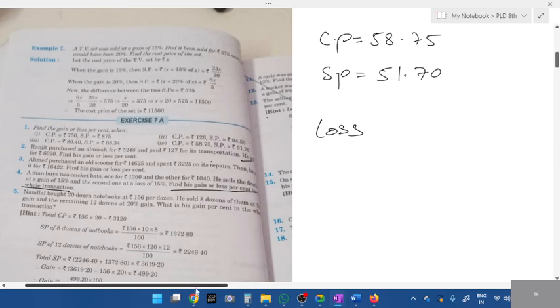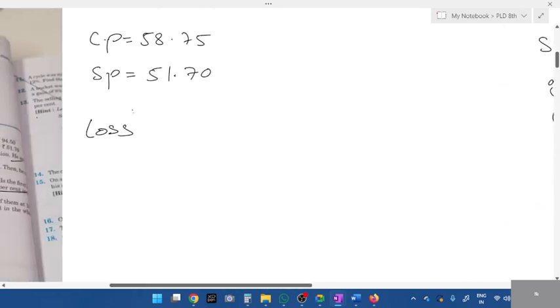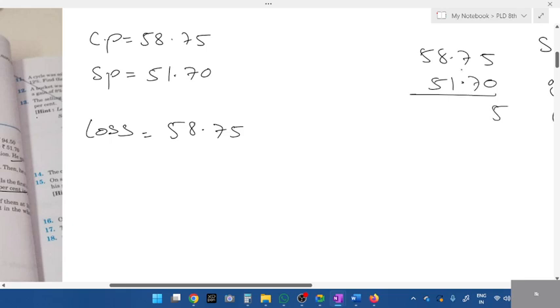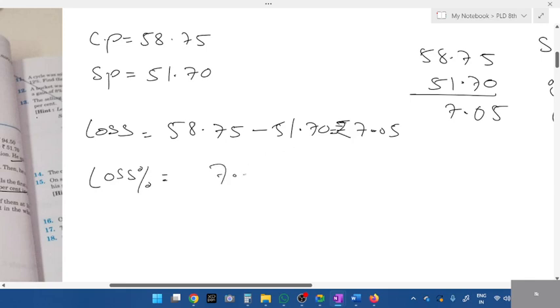See, decimal is tough. I'll just quickly calculate one decimal question. For loss, it is always the greater value. Cost price 58.75 minus 51.70. 5 minus 0 is 5. 7 minus 7 is 0. What do we get? 7.05. Loss is 7.05. Next, if it is loss, fine, and write rupees. Rupees 7.05. Loss percent is 7.05 divided by cost price 58.75 into 100.